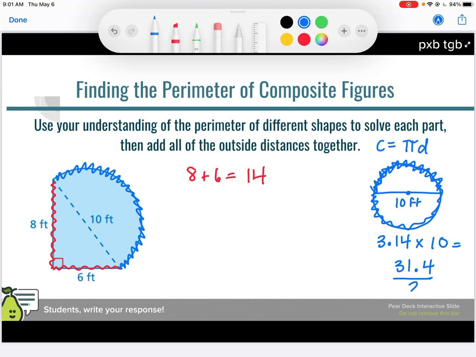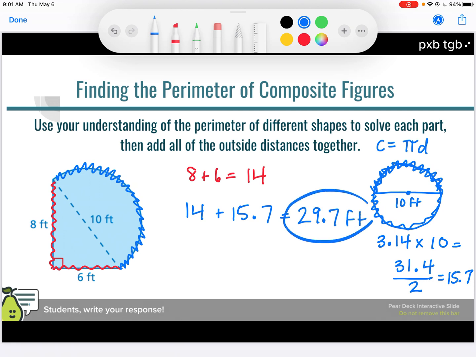Divide by 2, right? We would take 31.4 and we would divide by 2. And that would give us 15.7. Now we know the distance around this part and around this part, and we just want to put those together. So we're going to do 14 plus 15.7. That's going to give us our solution. So when we do that math, we get 29.7 feet, and that is the perimeter of this figure. Hope that helps you.